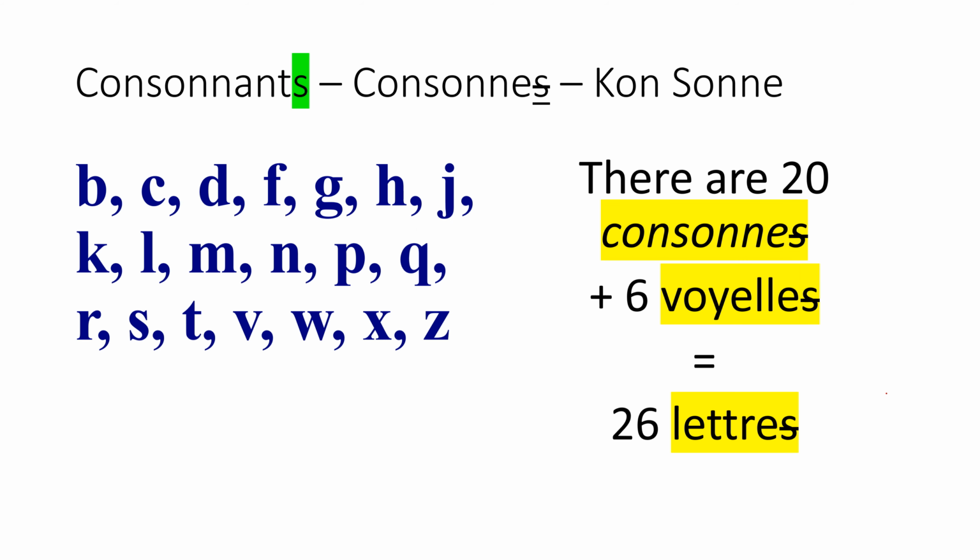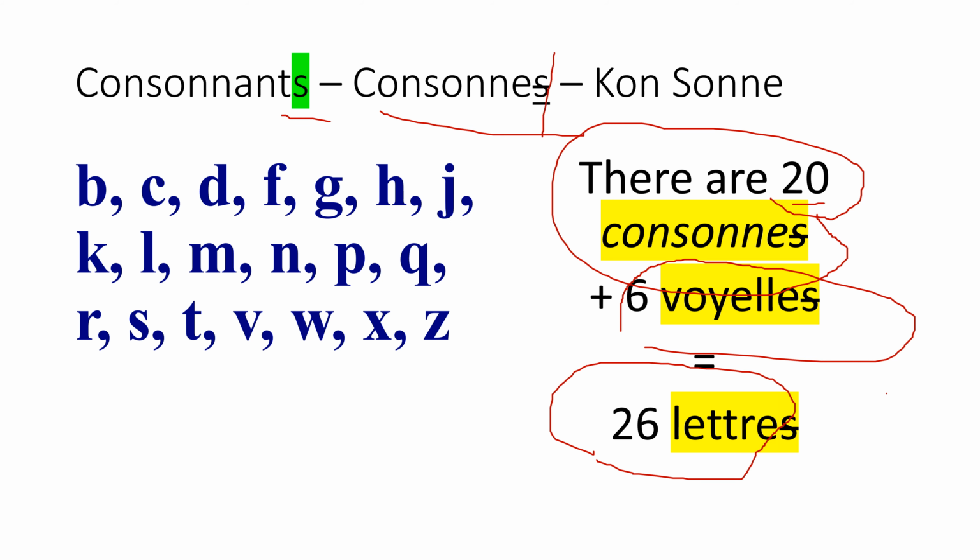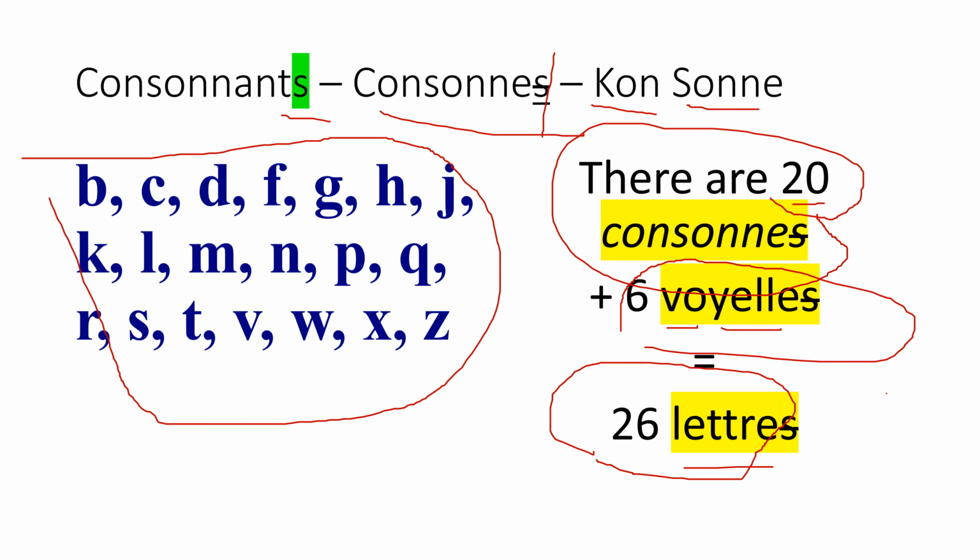So we've got 6 vowels that we have seen, and we've got 26 letters altogether. The remainder are called consonnes. We've got 20 altogether. So consonants, in English you hear the S, in French you do not hear it. Why? Because it is mute. So consonne, repeat after me. Consonne, voyelle, lettre. So 26 letters, of which 6 are vowels and 20 are consonnes. And here are your consonnes.